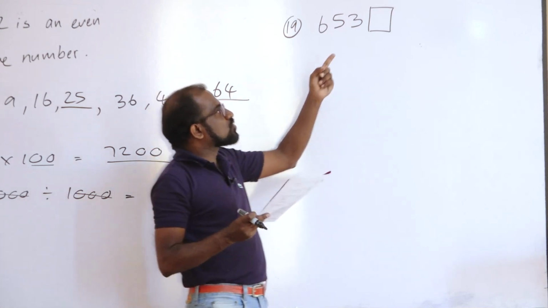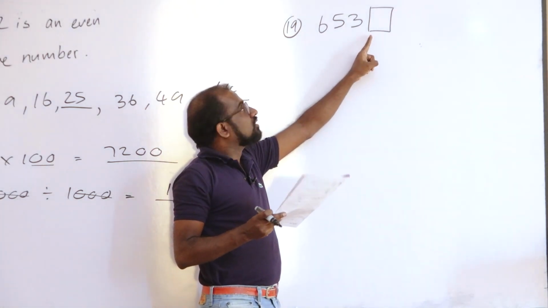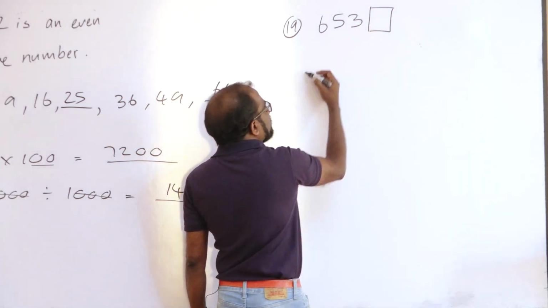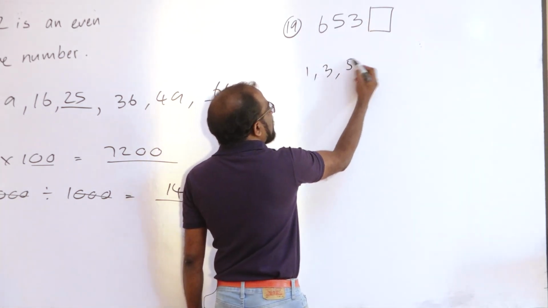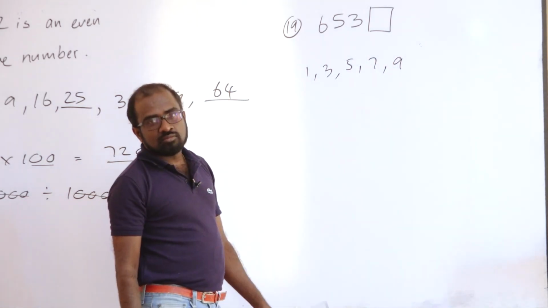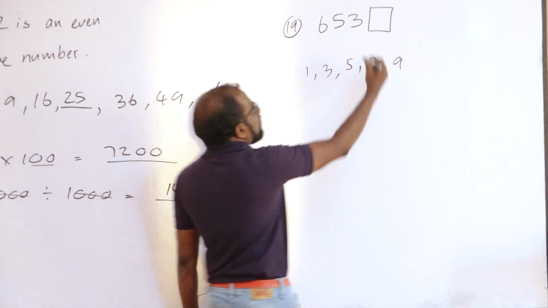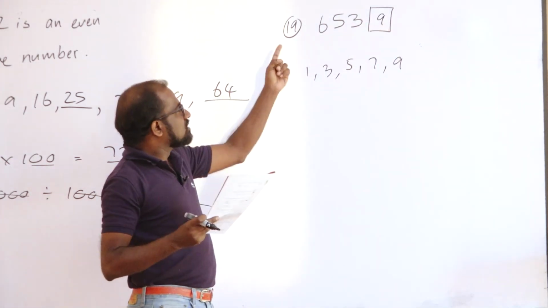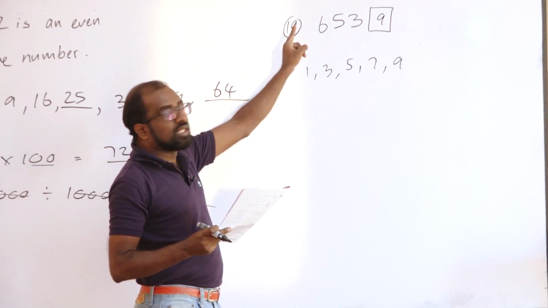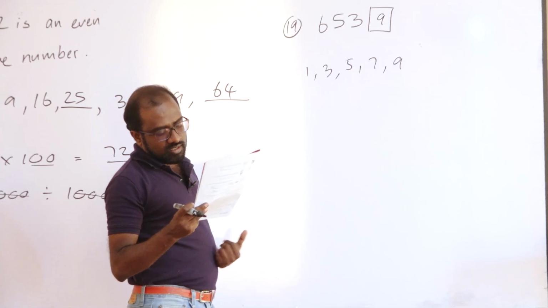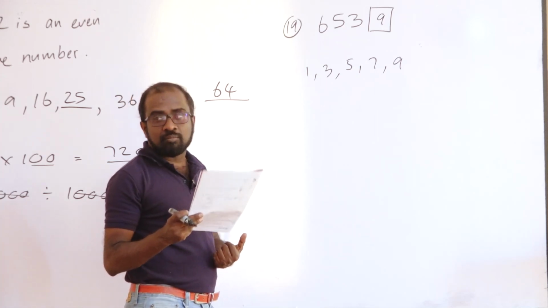So, what are odd digits? 1, 3, 5, 7, 9. These are the odd digits. And the largest one that should come here is 9. The largest odd number is 6,539. What is the smallest digit that can be written to become an even number?